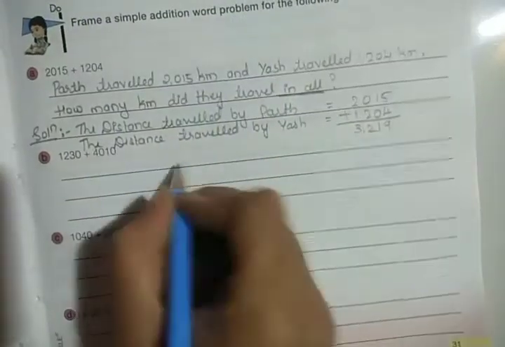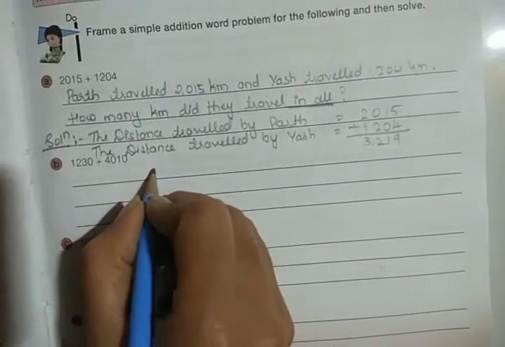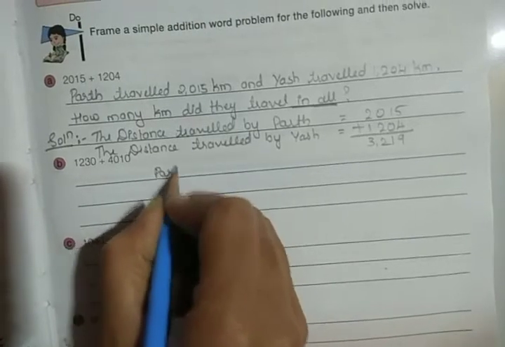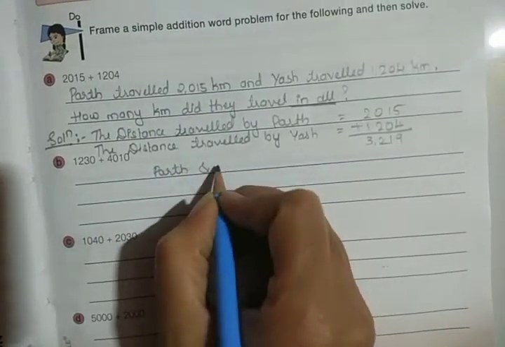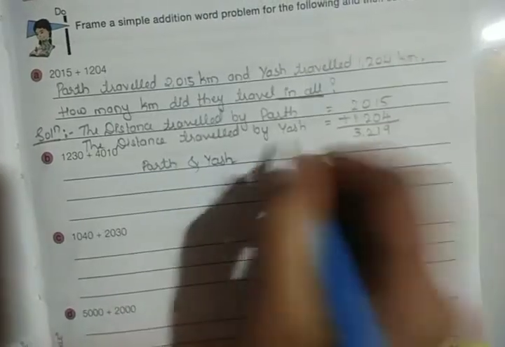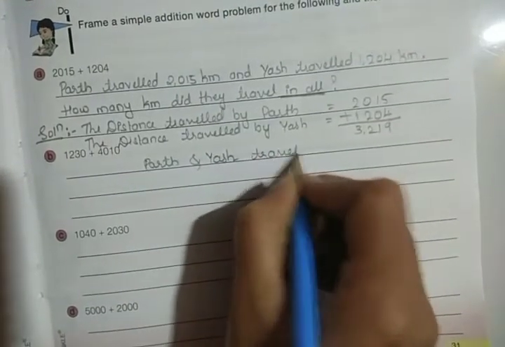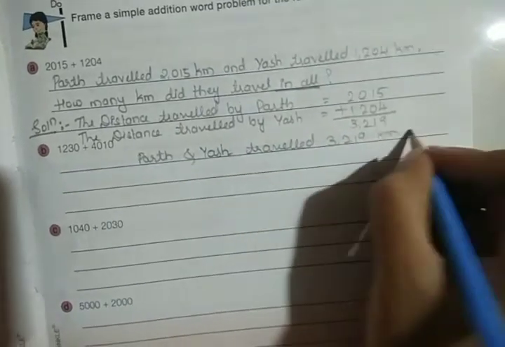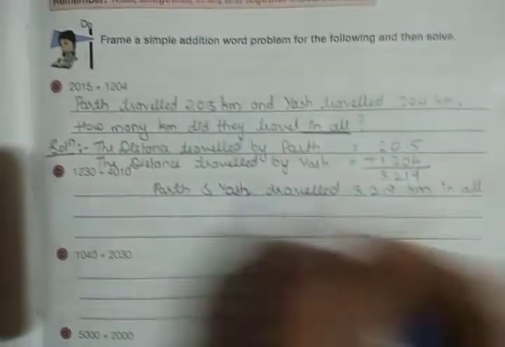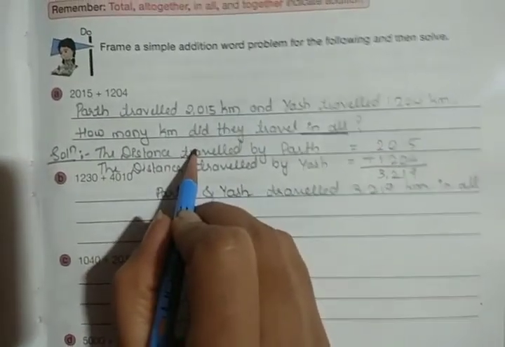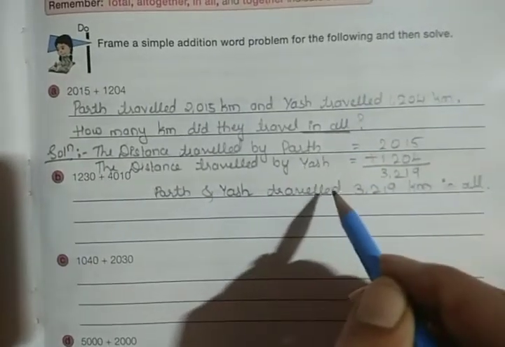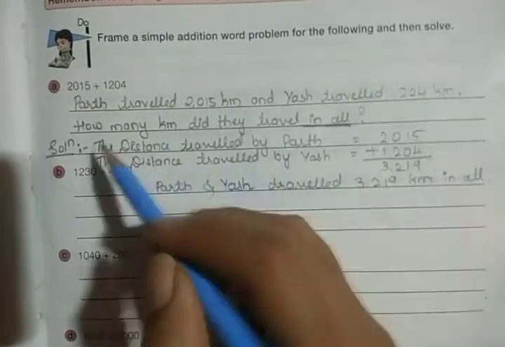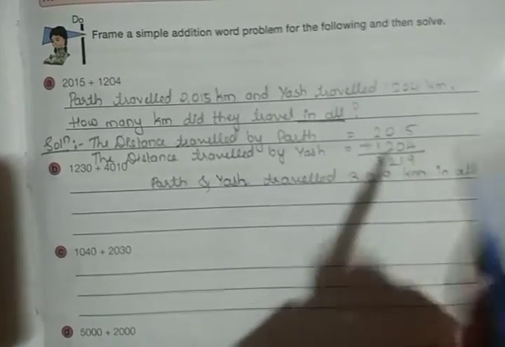Write the statement. Parth and Yash traveled 3219 kilometers in all. This is the statement. You will get the statement in the question itself. And you are going to solve these sums in your notebook. The place is not enough to write the answer. So please solve these sums in the notebook only.